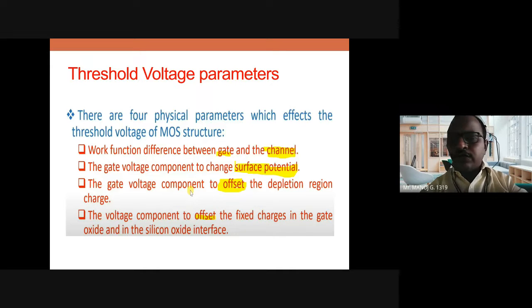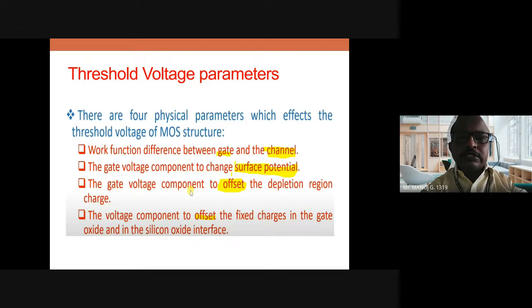So there are four parameters. Please remember, there are four parameters that affect the threshold voltage. The first one is the work function between the metal and the channel. The second one is the charge, which is caused due to surface potential. The third one is the offset in the depletion region, and the last one is the fabrication dielectrics, which causes the change in the fixed charges in the gate oxide.